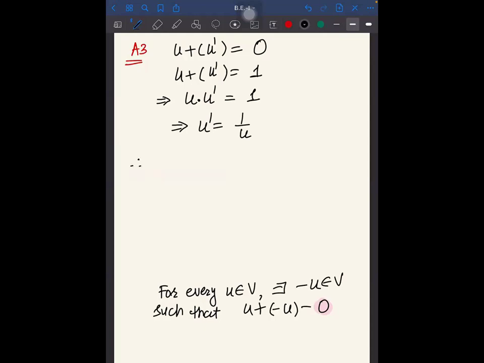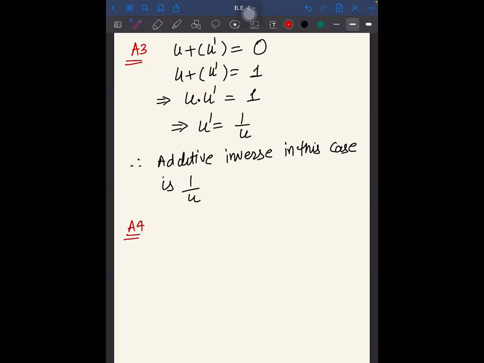So therefore, the additive inverse in this case is 1 by u. A4. And that's what we want to prove: u plus v should be equal to v plus u. And that is quite obvious. Why? Because u plus v is equal to uv here, and uv can be written as vu, and vu can be written as v plus u. Right? You're with me? Okay.